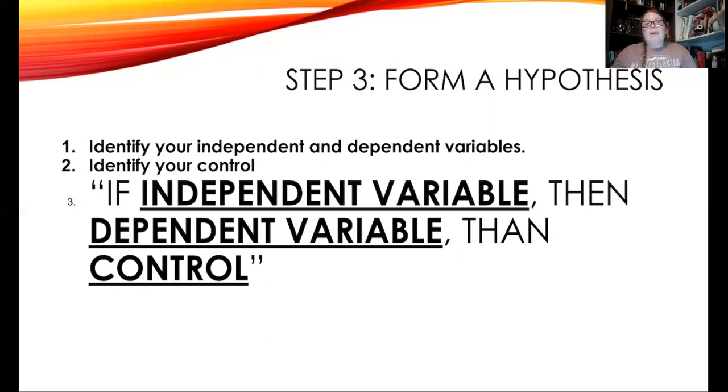So writing a hypothesis is always going to be: if the independent variable, then the dependent variable, then the control. That's why it's all big and bold. Highlight it, write it down, whatever you got to do. For the purposes of our class, this is how you form a hypothesis.